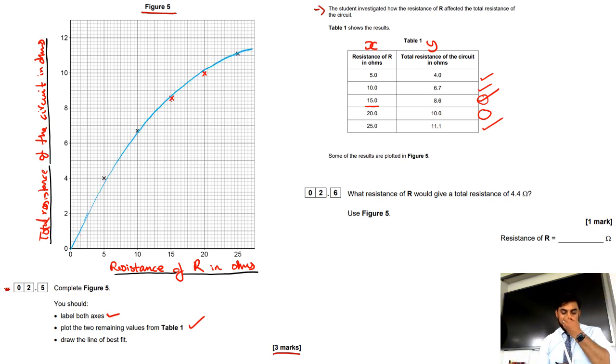There you go. I've done as many points as I can, but without taking my hand off the page, and it's a curved line. Next question. What resistance of R would give a total resistance of 4.4 ohms?